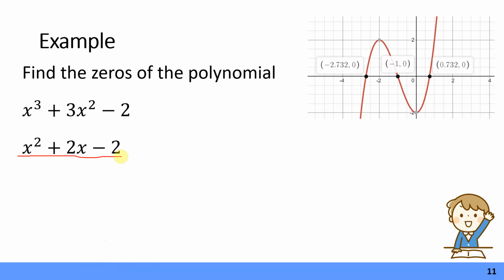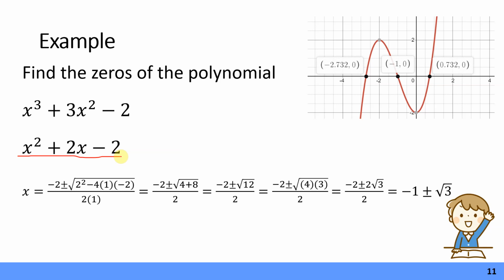We could try factoring, but I'm going to let you know that this one's not factorable. So we're going to have to go straight to, don't forget, the quadratic formula. Remember, the quadratic formula is always here to save the day. So what we're going to do is find our A, B, and C. A is going to be the number in the front. So that's A. B is the 2, and C is going to be the negative 2.